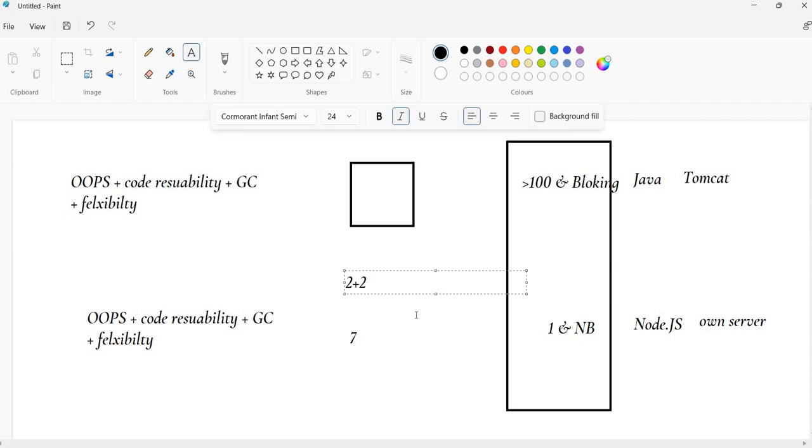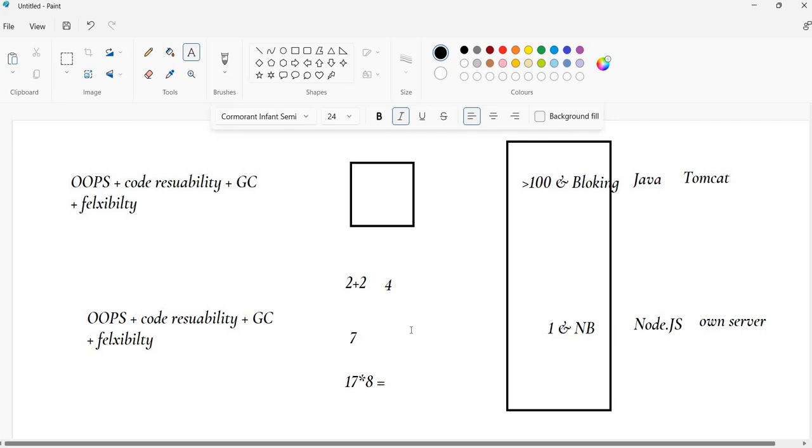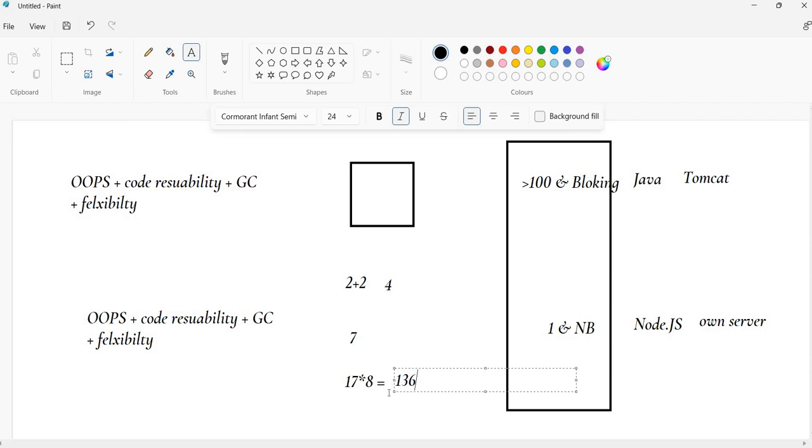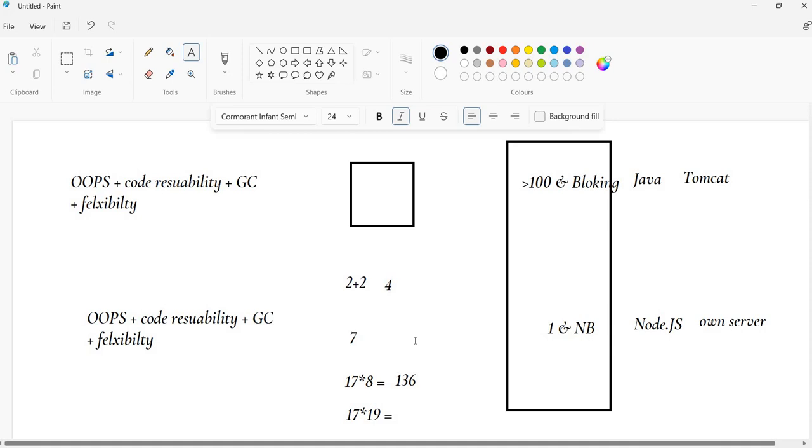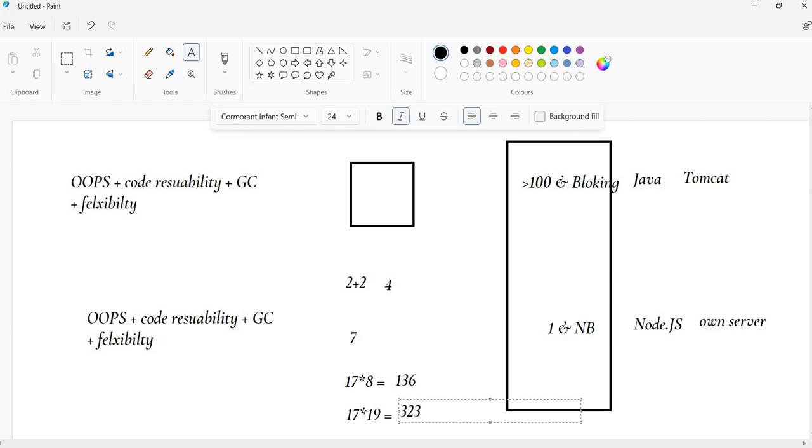But in simple terms, suppose I say 2 plus 2, it's very easy to calculate, right? It doesn't take much time. What is the output? 2 plus 2 is 4. Very good, fantastic. Now I will ask one more question: 17 into 8. No problem, you can calculate and tell me. 136. Very good, fantastic. Can you now tell me 17 into 19? 323. Sure? Yes, sir. 323.